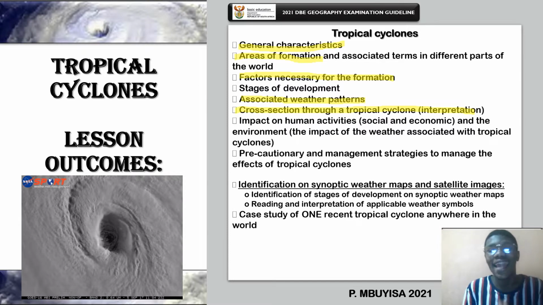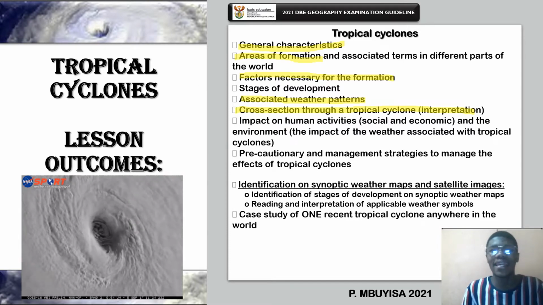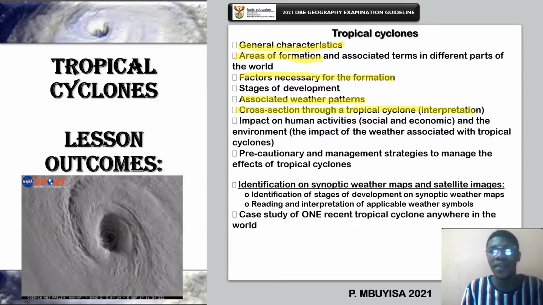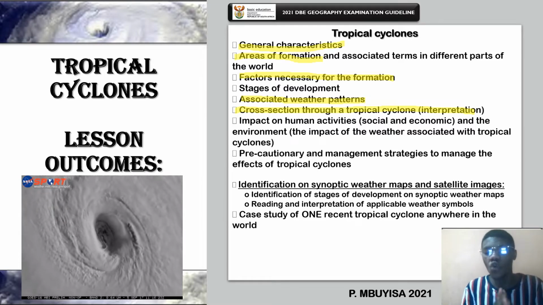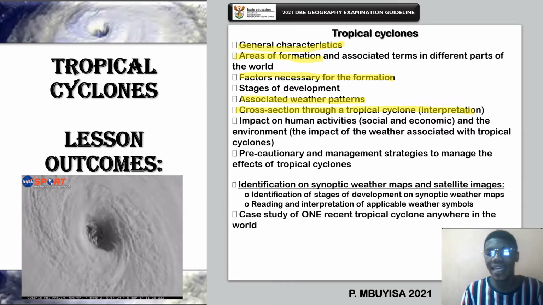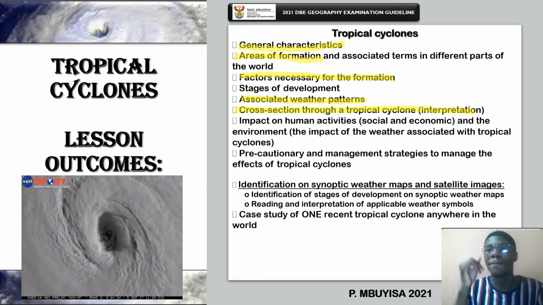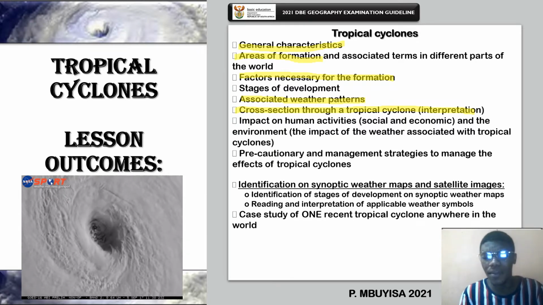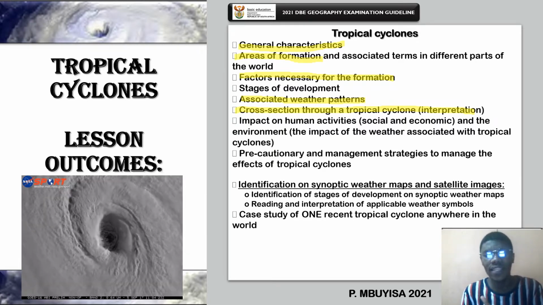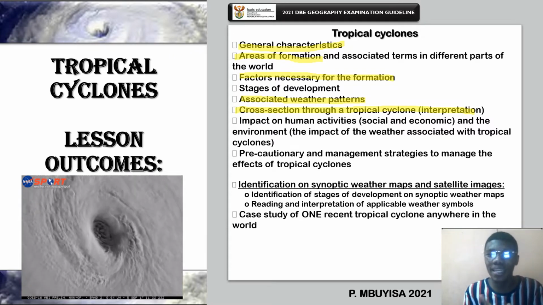And again, since they are cyclones, it means that they are associated with an intense low pressure, which means the pressure in this system is below 1000 hectopascals. It must always be below 1000 hectopascals. So let's remember that point.